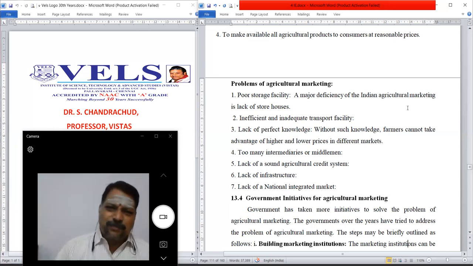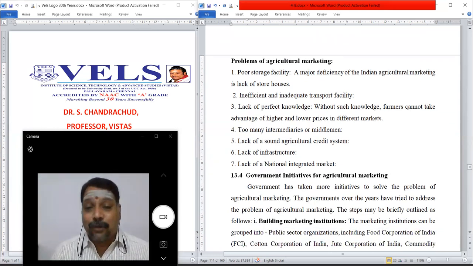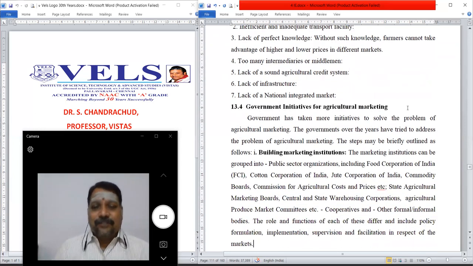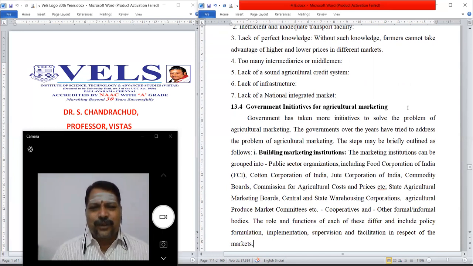So these are some of the problems in agriculture marketing. In order to overcome these problems, the government has initiated some schemes. Some of these schemes have failed. Why? Because the rural and geographical areas of India are not so favorable for the schemes. The government is taking some initiatives, but they are not reaching the ultimate farmer.